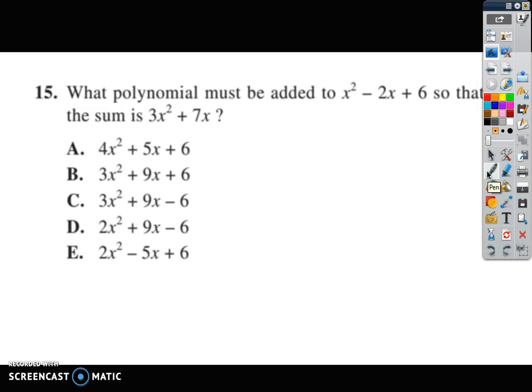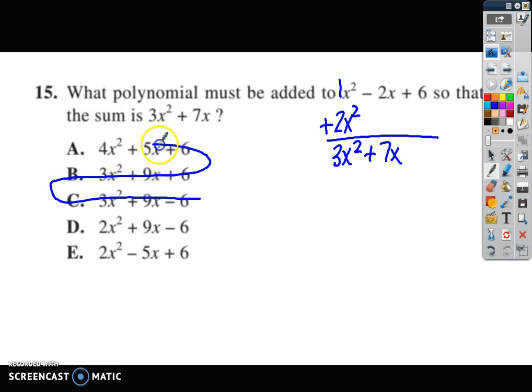What polynomial must be added to x squared minus 2x plus 6 so that you get 3x squared plus 7x? So what I like to do on this one is think about what I'm going to have to add to it to get 3x squared plus 7x. So if I'm looking at my x squareds, I have 1x squared, I need 3. So obviously I have to add 2x squared to that. So if I come over here, I can eliminate all 3 of those first answers. And then what I would probably look at next is I have a plus 6 and I want it to completely go away. So obviously I'd have to subtract 6.